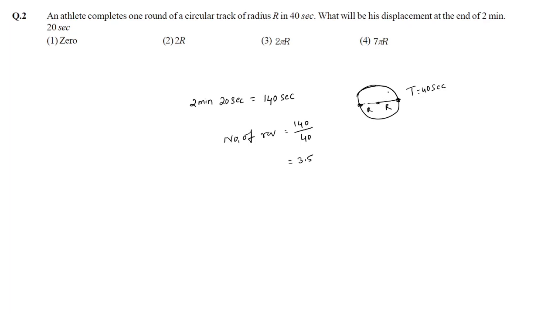So now here what is the displacement of the athlete that they are asking? So displacement means it is the shortest distance between initial and final points A and B. So it is nothing but the diameter of the circular path. So it is 2r. Displacement of the athlete after 2 minutes 20 seconds is 2r. So now let us see the next question.